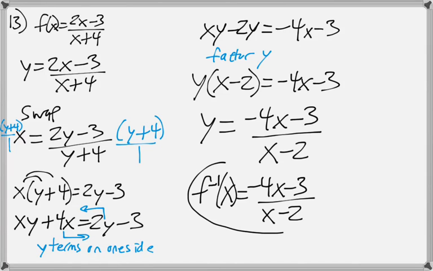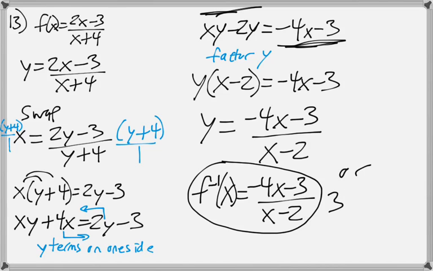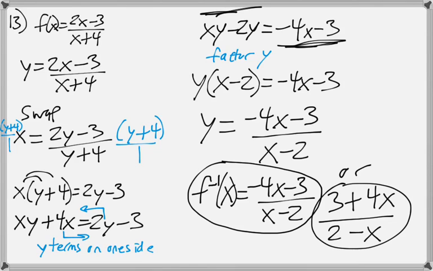And just like in the other inverse problems, there are multiple correct answers. Let's say you moved all the y's to the right hand side and all your x's to the left hand side. Then you could get the answer (negative 3 plus 4x) over (2 minus x). So again, notice how all of our signs are opposite here. So either one of these is okay for your answer.